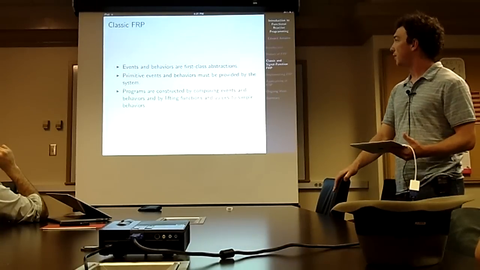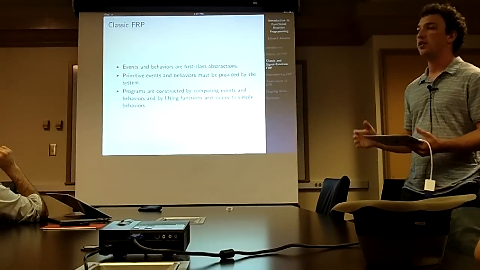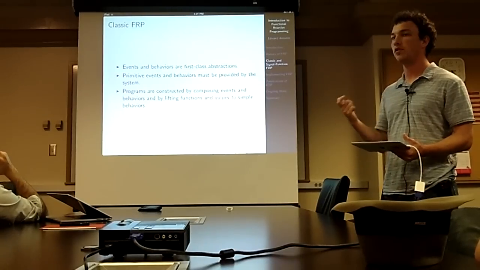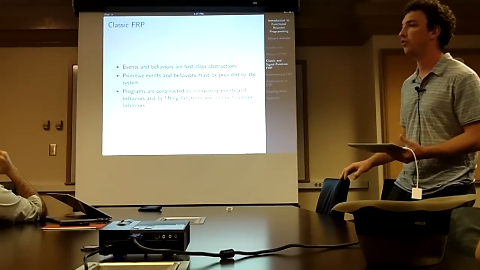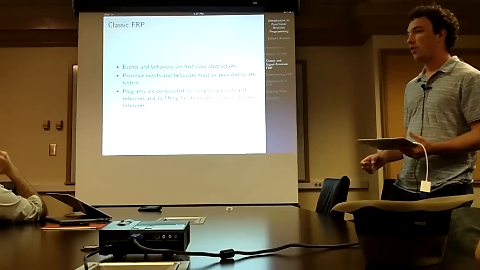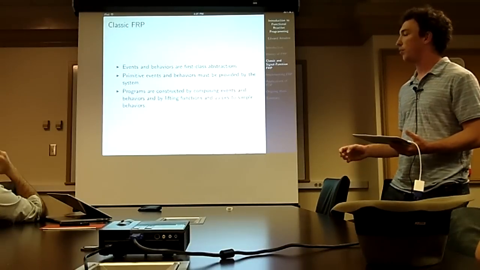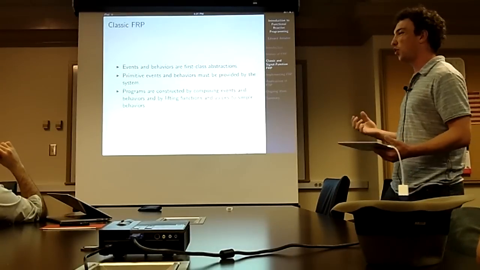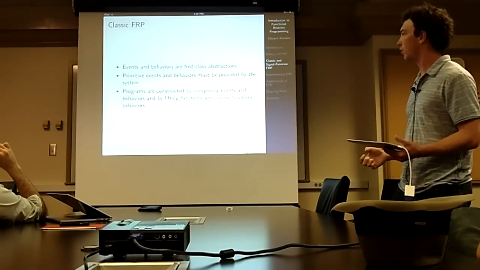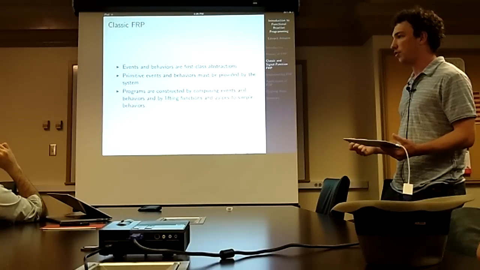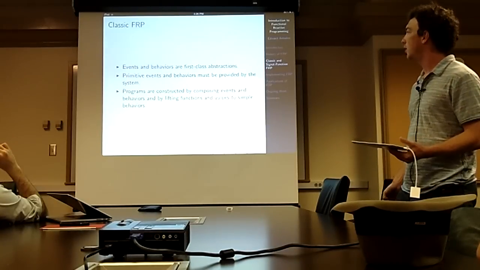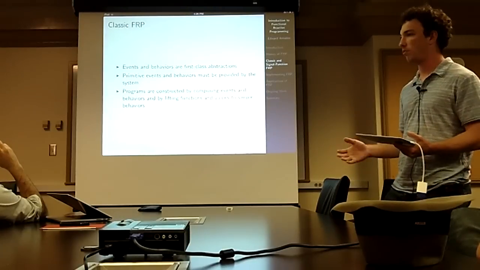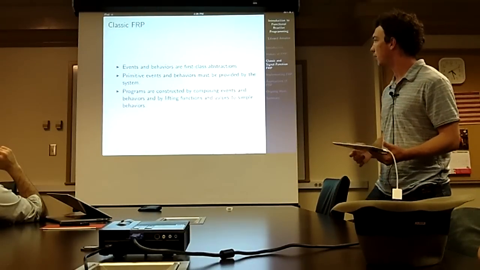So with classic FRP, as I mentioned, these events and behaviors are first-class abstractions. These are the things you program with. These are the things you compose to write your program. The downside to this is that all of your primitive events and behaviors have to be provided by the system. There are sort of workarounds for this, for allowing users to construct their own, but essentially you have to have a primitive event or behavior already provided by the system for every sort of input you might want to process. This does not generalize very well.